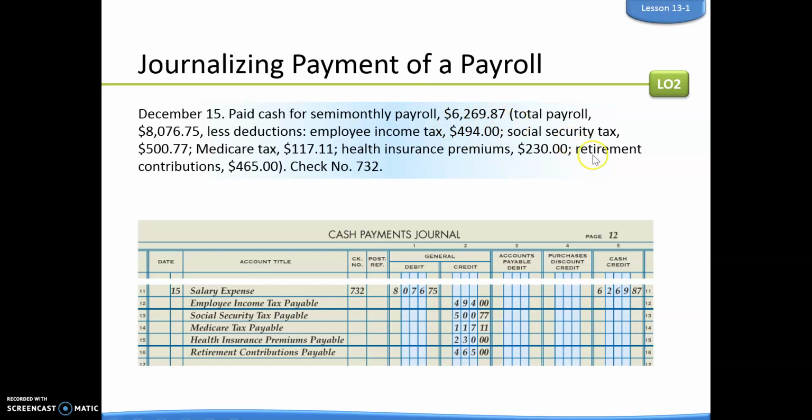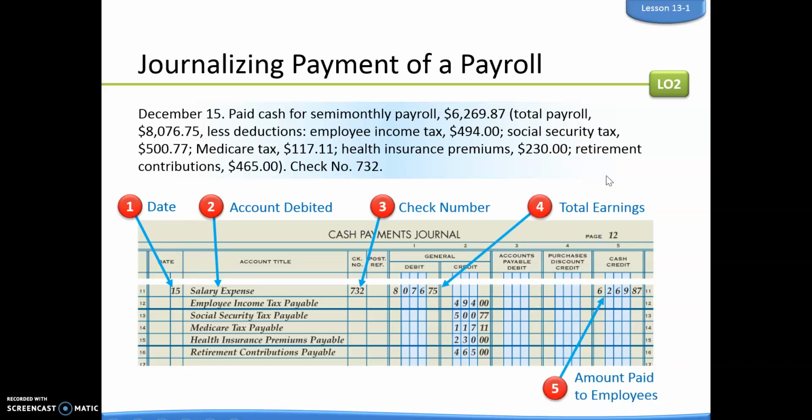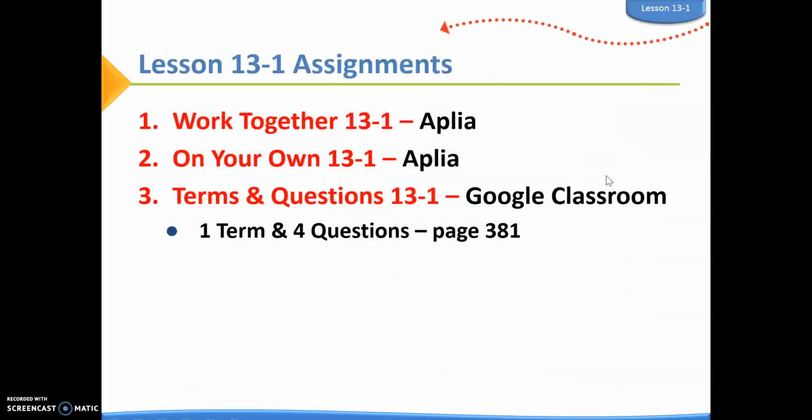Okay, so hopefully that makes some semblance of sense to you. We're going to take it nice and slow. We're not going to overwhelm anybody. That's all we have for 13.1, which is to recognize when we go ahead and we pay our employees. So I'll meet you over in our 13.1 work together video.